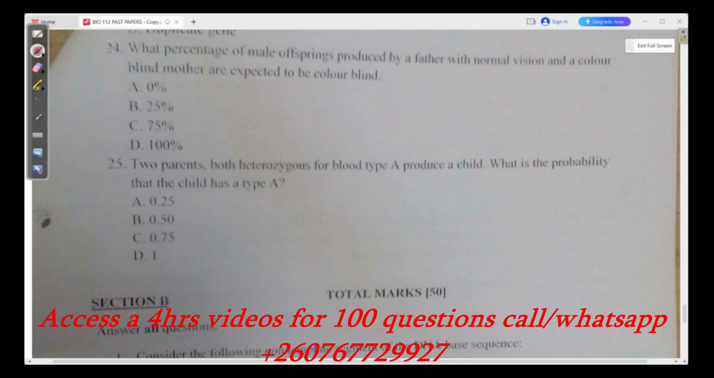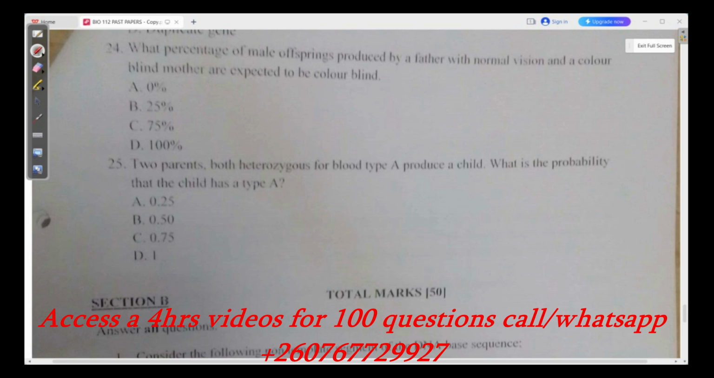24. What percentage of male offspring produced by a father with normal vision and a colorblind mother are expected to be colorblind? So this is an example of X-linked or sex-linked trait or disorder. So in this case, we want to find the percentage of male offspring who will be produced from the family where the father has got normal vision. Colorblind is an example of recessive sex-linked trait.